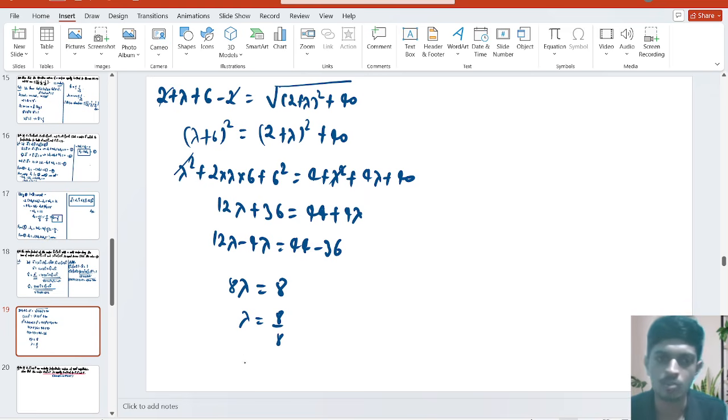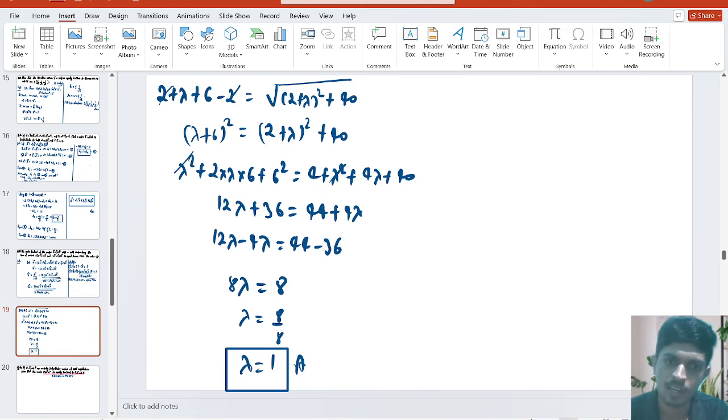I hope it is clear. So lambda equals what? Simply 1. Our answer is 1, that is our final answer. I hope it is clear to you.